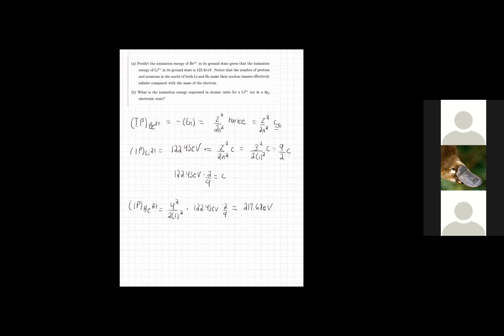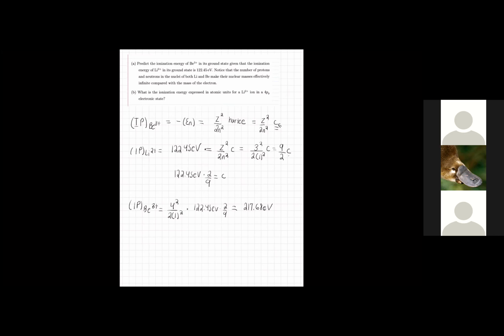And the reason why this makes sense is because if you really think about it, this is a higher charge, and it will take much more energy to take out the electron with a higher charge than it is for lithium at a lower charge, whose ionization potential is 122.45 electron volts. So it's just some reasoning right there. Okay, yeah, that does make sense.